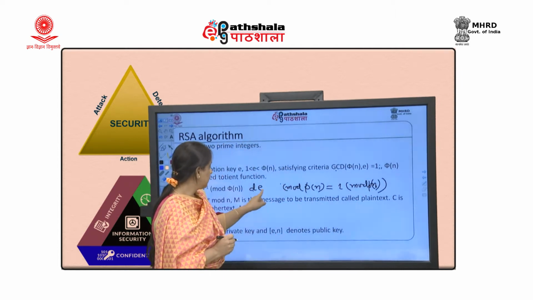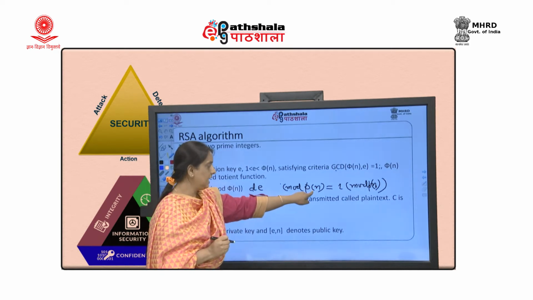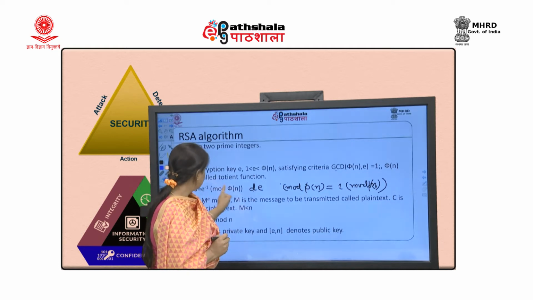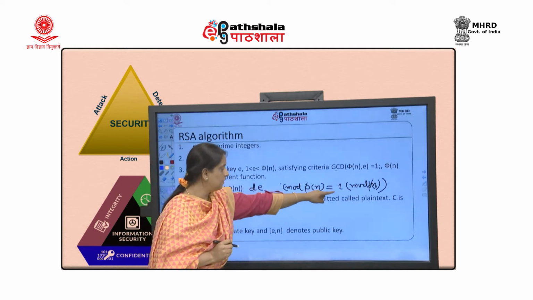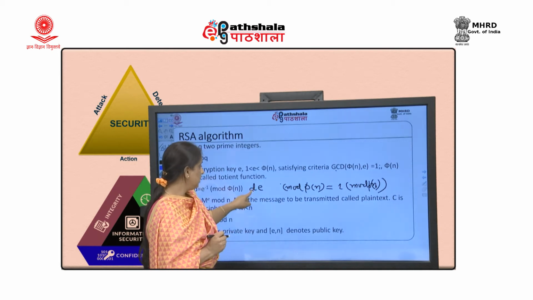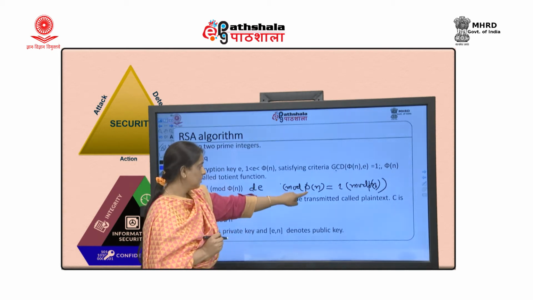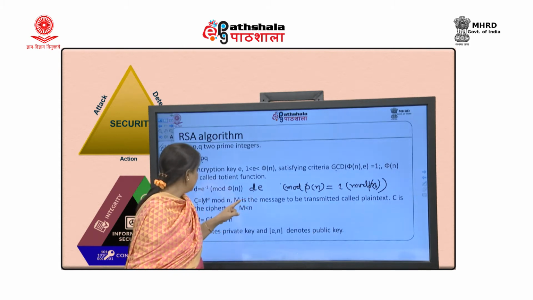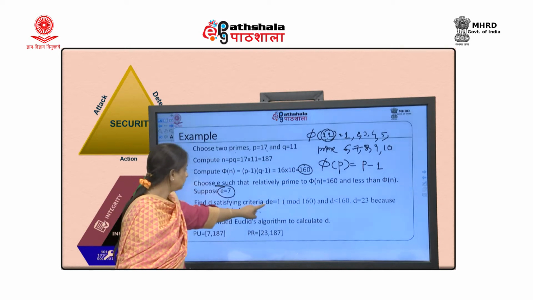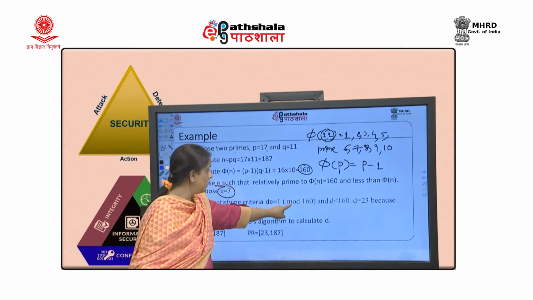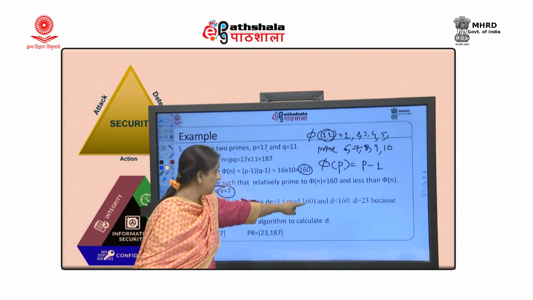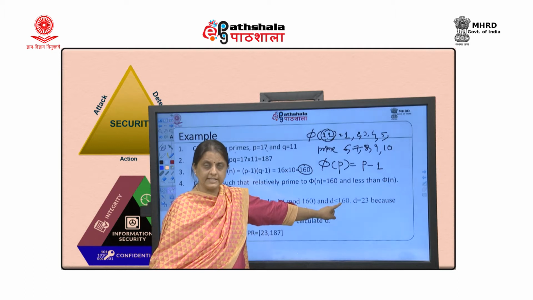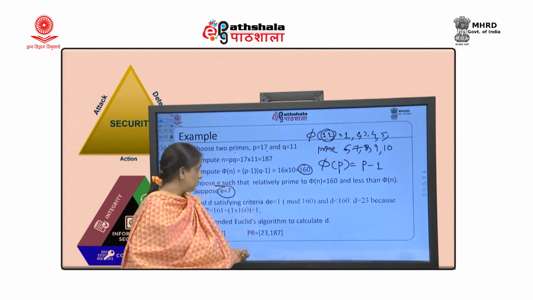Remember that when we are computing D and E, we are taking modular arithmetic in relation to phi of n. So, this is what it is saying: DE mod phi(n) equals 1 mod phi(n), and so D is E inverse mod phi(n). If we reframe this, it can be rewritten as DE is congruent to 1 mod 160. 160 is our totient function. Another restriction on choosing D is that D should also be less than 160.